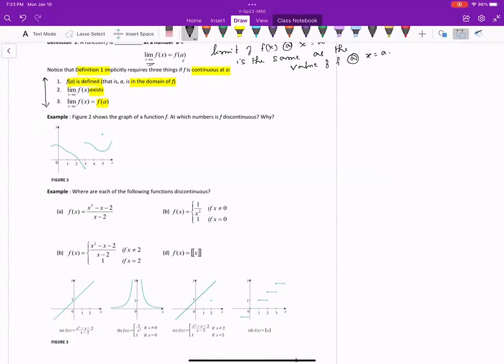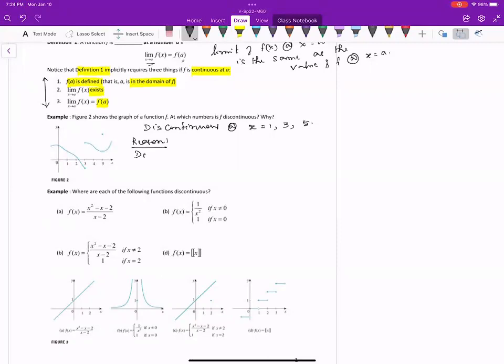And also at 3, because the left limit and the right limit are not the same. And then at 5, the limit exists, but it is not equal to the value of the function at 5. So let's write down those numbers. Discontinuous at x equal to 1, at x equal to 3, at x equal to 5. Now, what is the reason for each one of them?